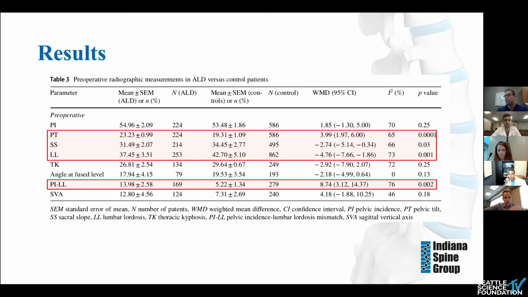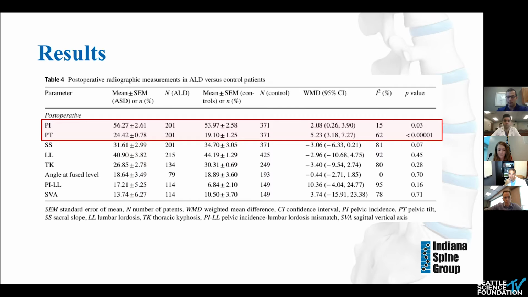This chart looks at the preoperative spinal pelvic sagittal measurements and which ones were significantly different between the 2 groups. The PT was significantly higher in the group that developed ALD, the sacral slope and lumbar lordosis were significantly lower in the group that developed ALD, and the pelvic incidence lumbar lordosis mismatch was significantly higher in the group that did develop ALD.